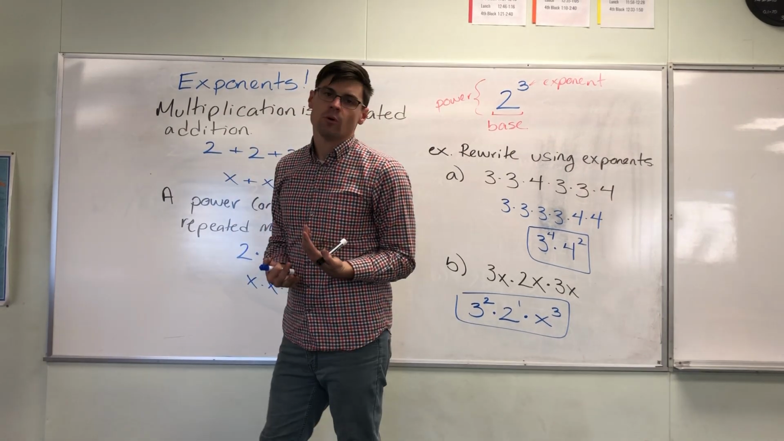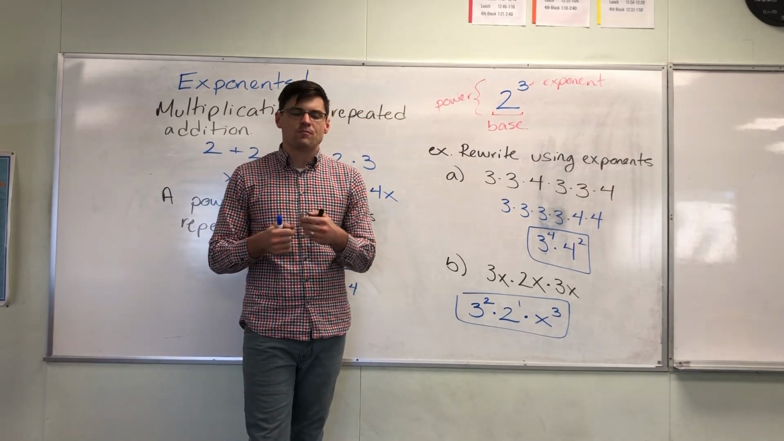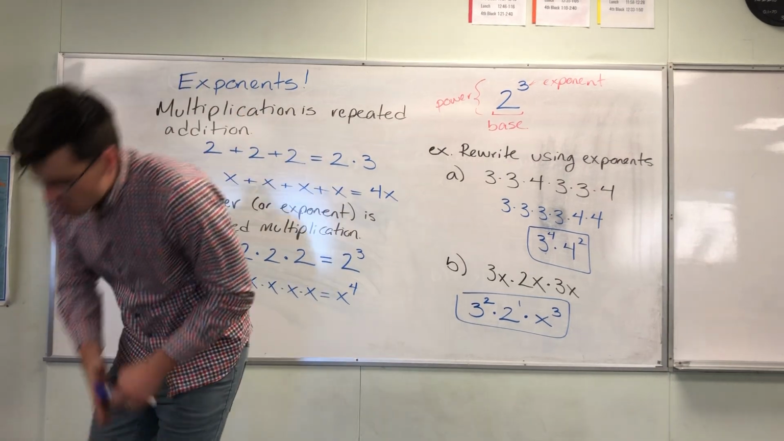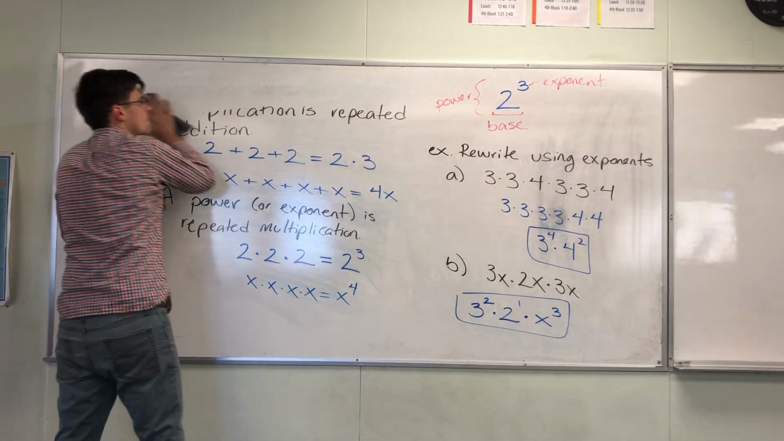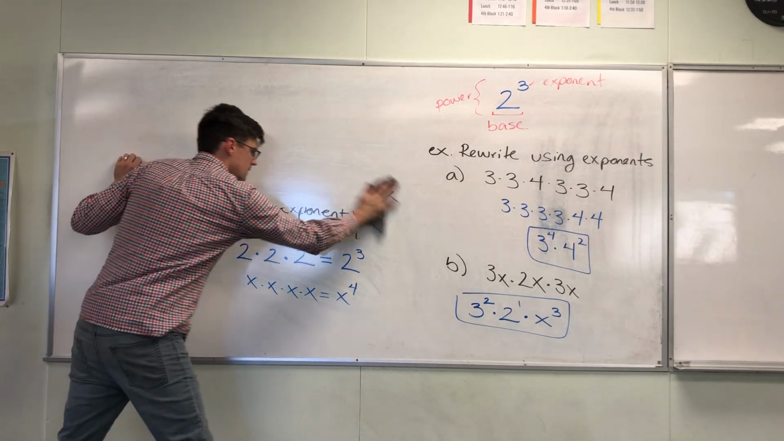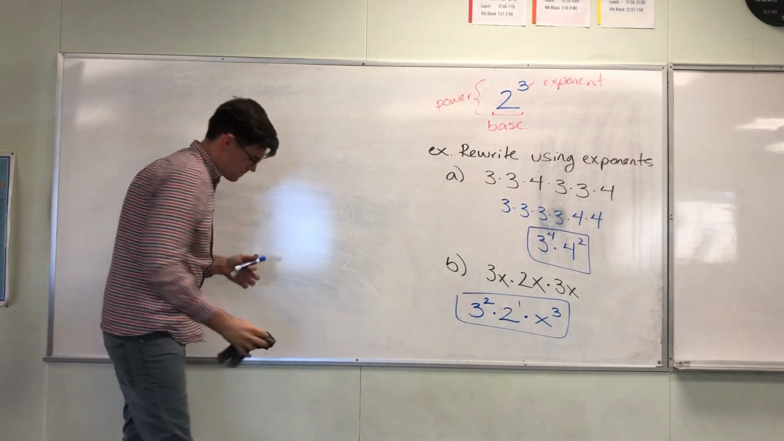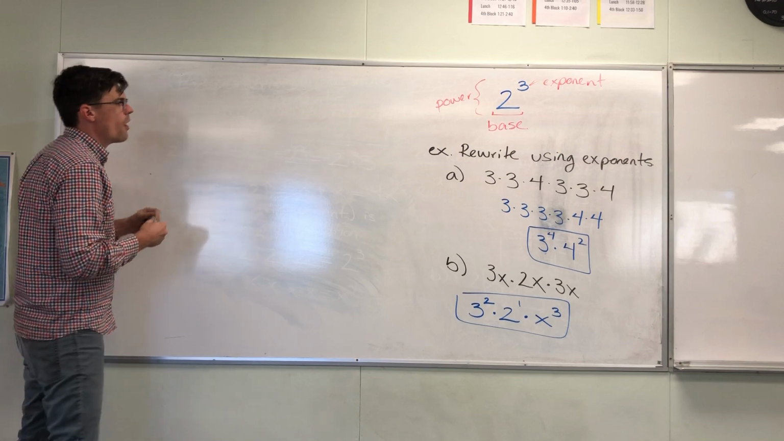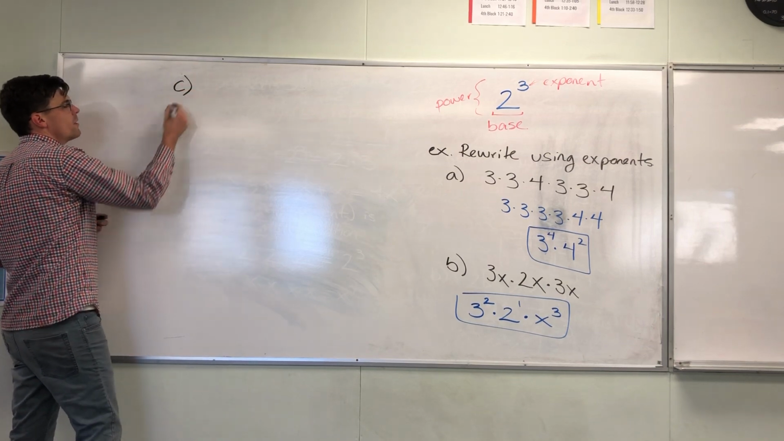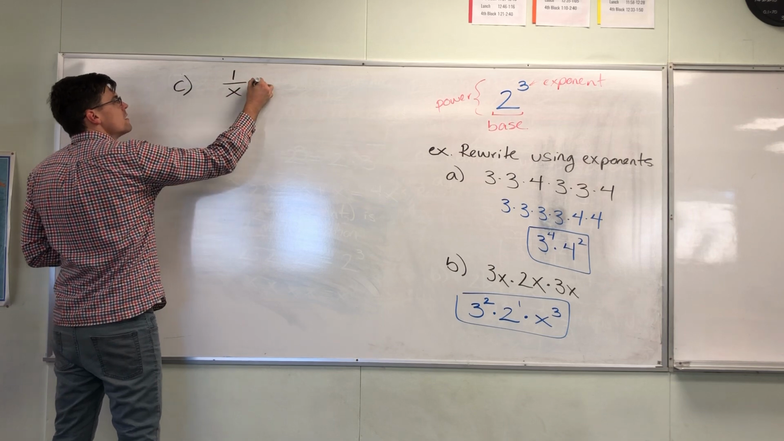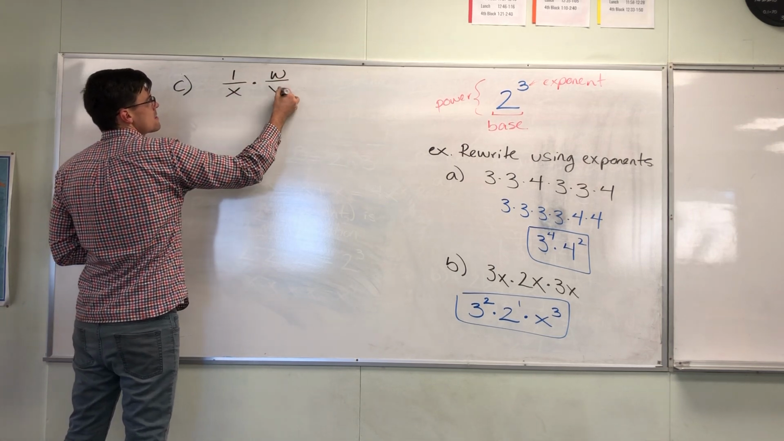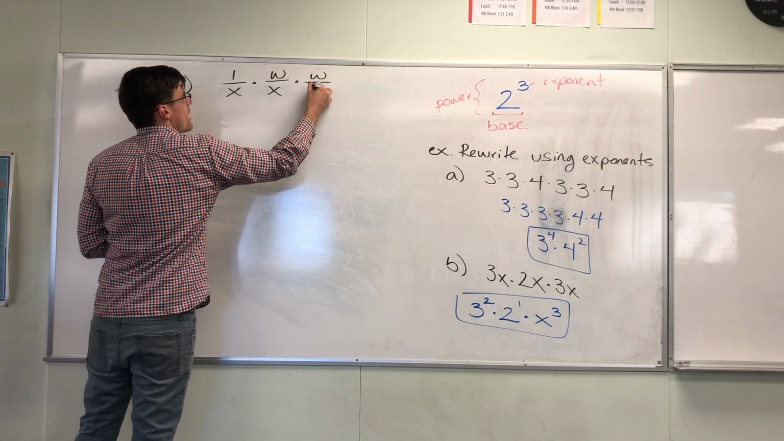Let's do one more example involving two fractions being multiplied together, because I'm also going to be asking you guys to do that on your assignment today. So for our last example of rewriting using exponents, let's say we have something like 1 over x times w over x times w over x.